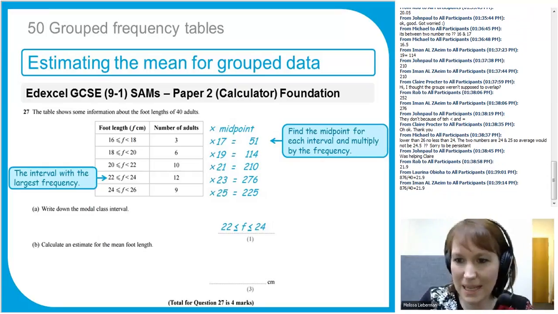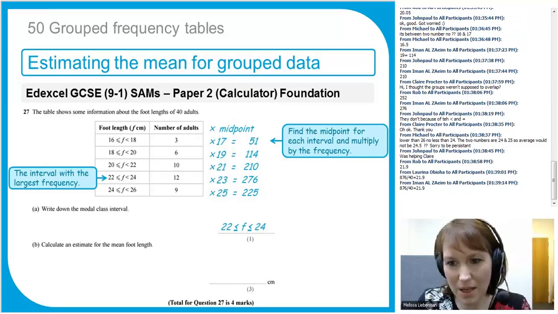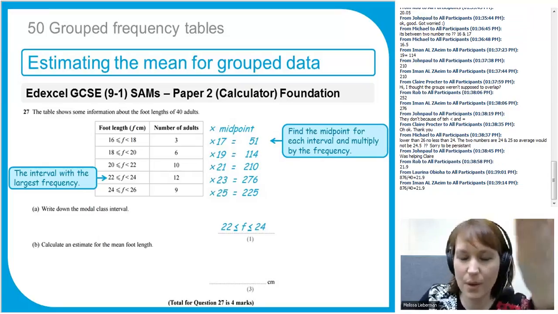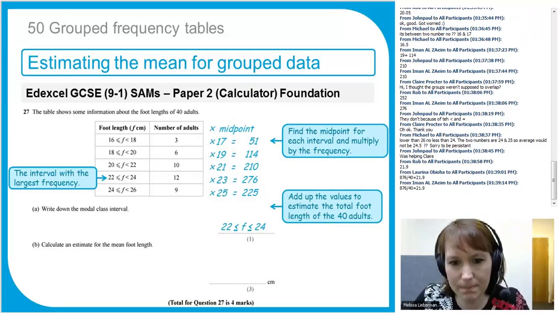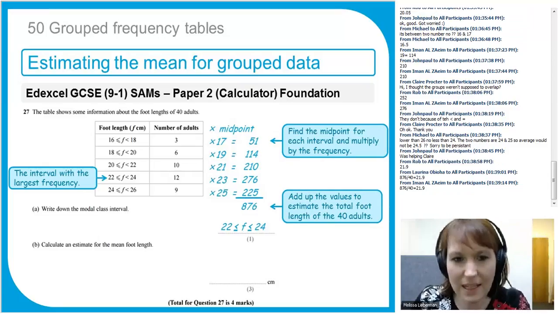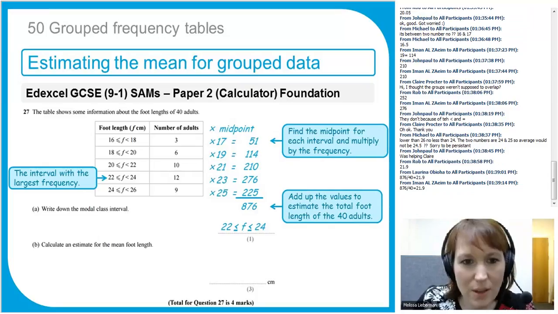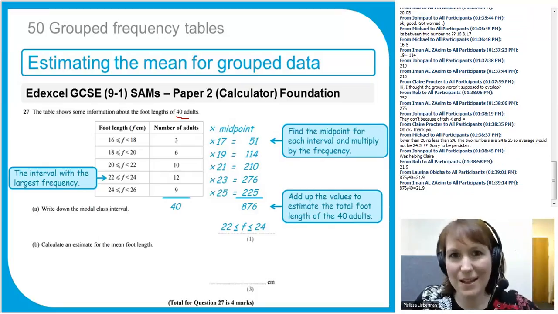Does that make sense? Okay, anyone got the total yet? Oh, some people are coming up with an answer. Very good. So let's have a look. If we add up all of those numbers, 876. We need to divide by the total number of adults. We are told in the question that there are 40 adults, but if you want to double check, add all of the frequencies together, add all of the number of adults together, we get 40.